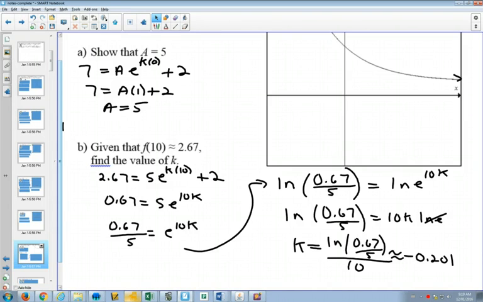Once you get the exponential by itself, remember, solving for a variable in an exponent, you're going to have to take the log of both sides. Here it makes sense to take the natural log of both sides.